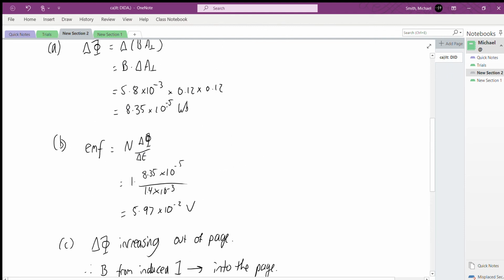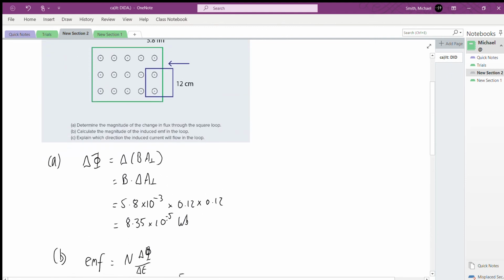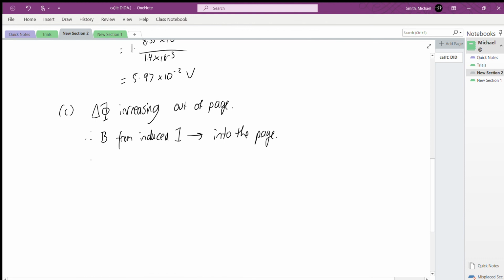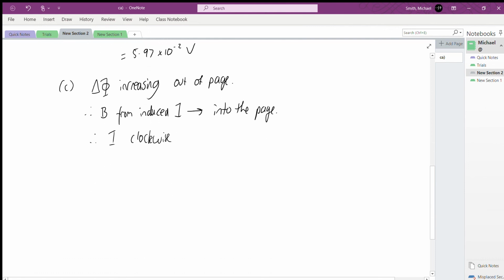So if we're using our right-hand rule now to determine the direction of the current which will produce a magnetic field that's directed into the page, then that will be clockwise. So here we go, I is clockwise. Yeah, so it might be helpful to draw a diagram of that.